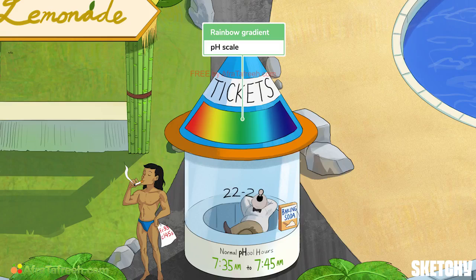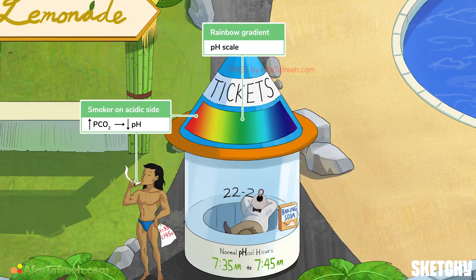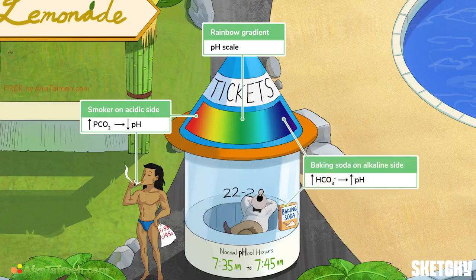This rainbow gradient should remind you of the pH scale. If you recall, CO2 is a Lewis acid, so a higher concentration of CO2 makes the blood more acidic. That's why our smoker is standing on the acidic end of this rainbow pH scale. On the other hand, bicarbonate is a weak base, so higher concentrations of it make the blood more alkaline, which you can remember with this box of baking soda on the alkaline end of the pH scale.